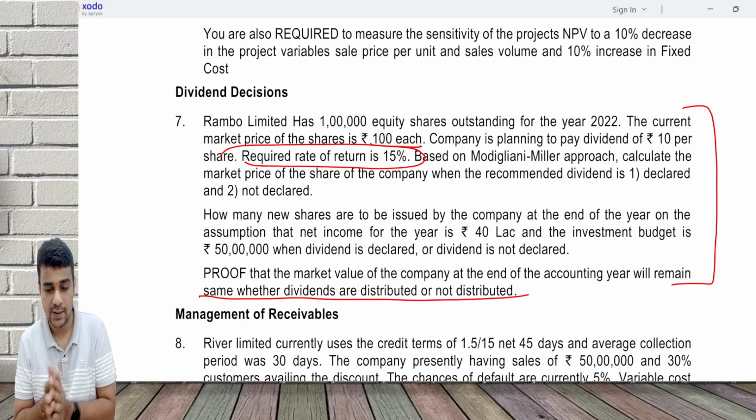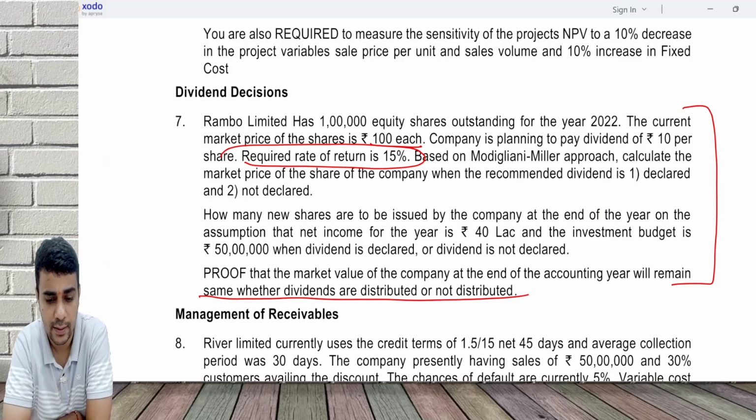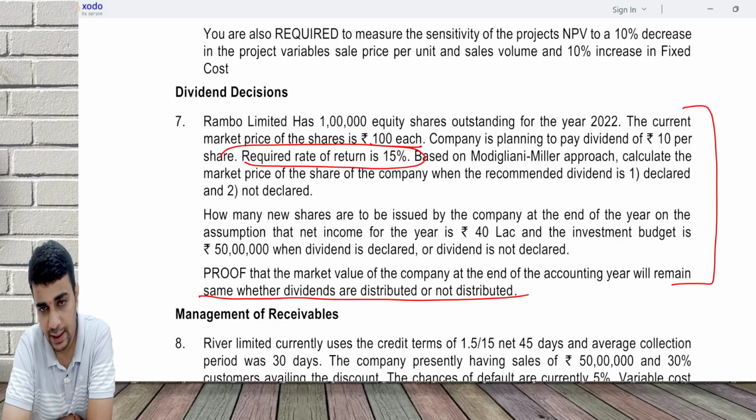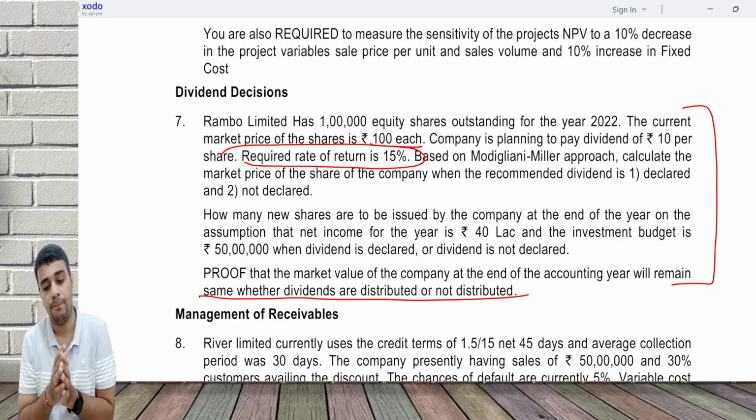Let's start. This is on Modigliani-Miller approach, where they have stated that the value of the firm at the end of the year will remain same whether dividend is paid or not paid. If you declare dividends, you may have to issue more shares for funding your investment project. If you don't declare, you will need lesser shares. In the end, net-net, the valuation of the company or the firm will not be impacted with or without dividend payment.